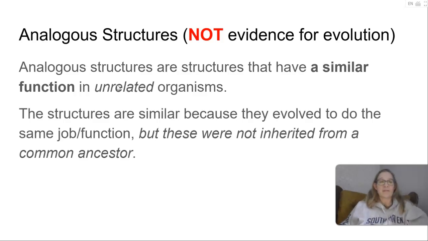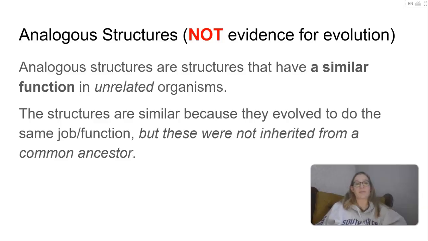So one thing we need to clarify here is that analogous structures seem like they might be very similar to homologous structures, but these are not evidence for evolution. Let me see if I can explain this. So analogous structures are structures that have a similar function in unrelated organisms. These are not evidence for evolution, as I said. These structures are similar because they evolved to do the same job or function, but they do not show evidence that they were inherited from a common ancestor.